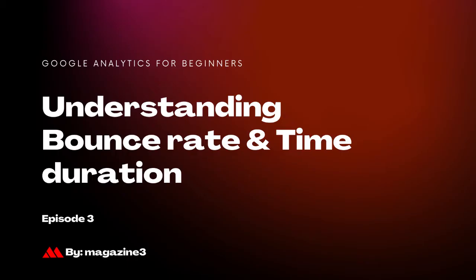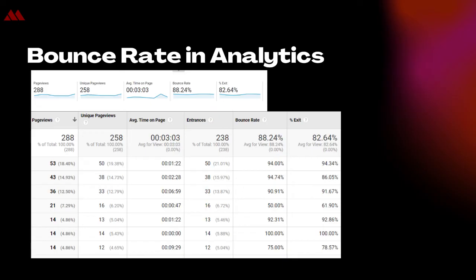So in our series of Google Analytics for beginners, in this episode, we are going to talk about bounce rates and time duration. So let's first talk about bounce rates. Now for your WordPress website, once you log in to the Google Analytics panel, you will see all the page views, maybe your unique pages and average time on page. And you also have a section called bounce rate. So this is where you will find the bounce rate of your website.